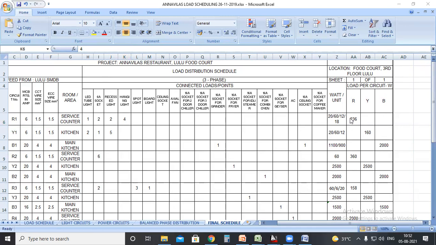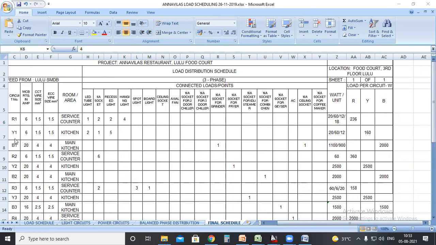So the R phase Y, the next one is Y1. Here the format, next one is Y1. If you go with this particular format, it will be better. You can take the printout and, as I said, stick it on the distribution board door. If you feel you are not understanding this schedule, I will share this Excel file after completing today's session, so you can understand how we have taken this.